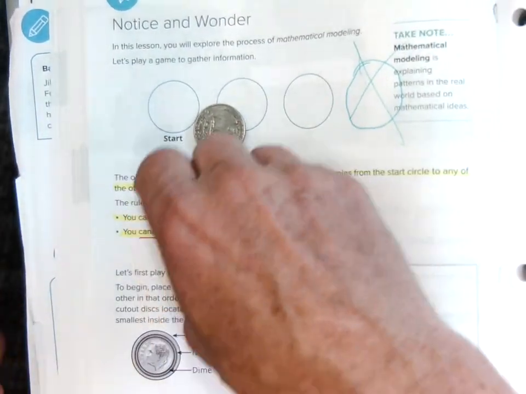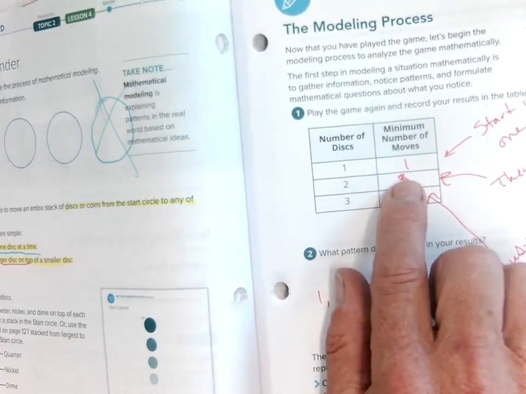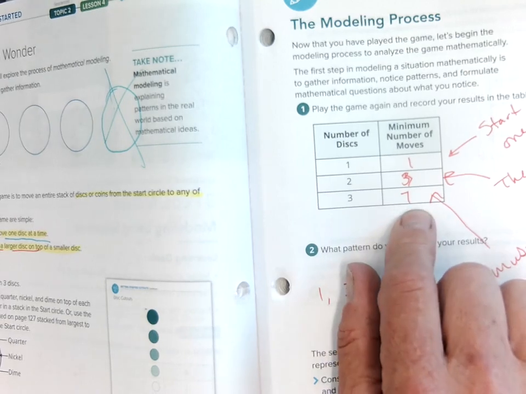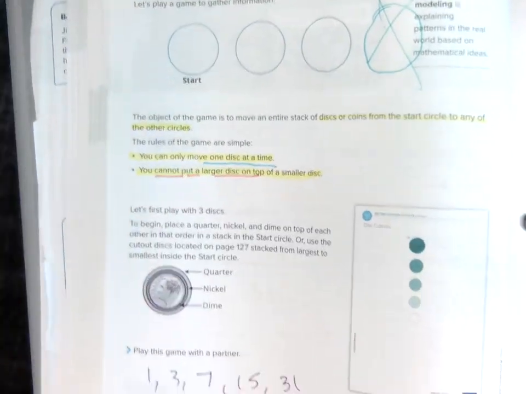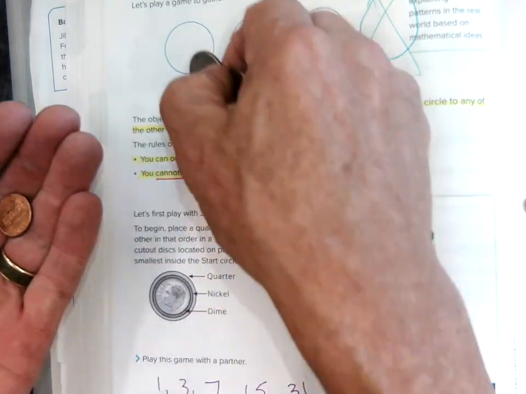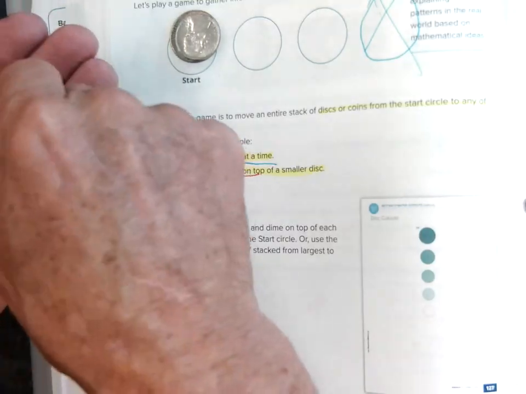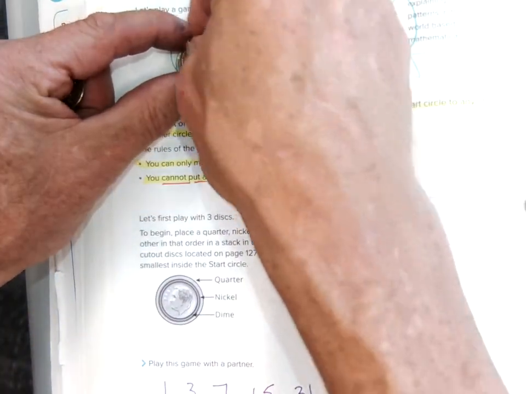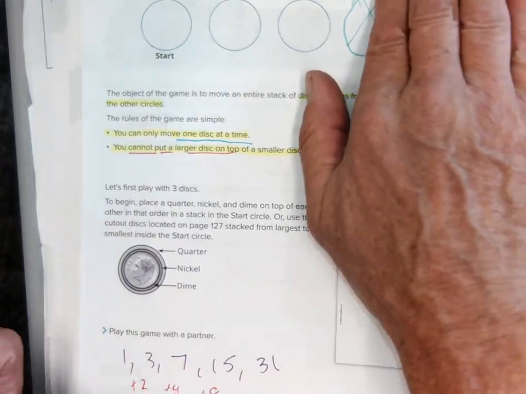So we filled out our pattern, number of moves and number of coins. Then we asked what happens if you have 4? Well, 4 turned out to have 15 moves. It was really difficult. 4 was a quarter, nickel, penny, and dime, and it took 15 moves to get that to work. Then we thought, we've got to get a pattern because this is going to drive me crazy.